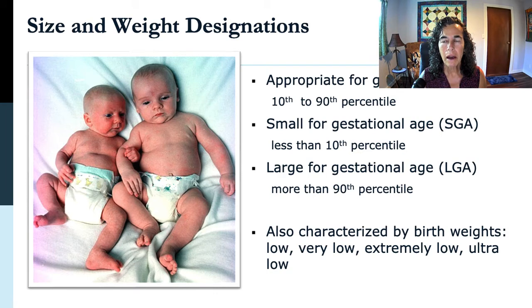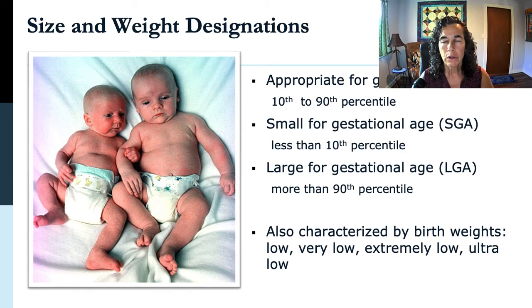So babies are designated by size and weight. So appropriate for gestational age is between the 10th and the 90th percentile. And you'll often hear about kids who are in the 50th percentile or in the 95th percentile for size and weight. If you're small, you're less than the 10th percentile. And if you're large, you're over the 90th.